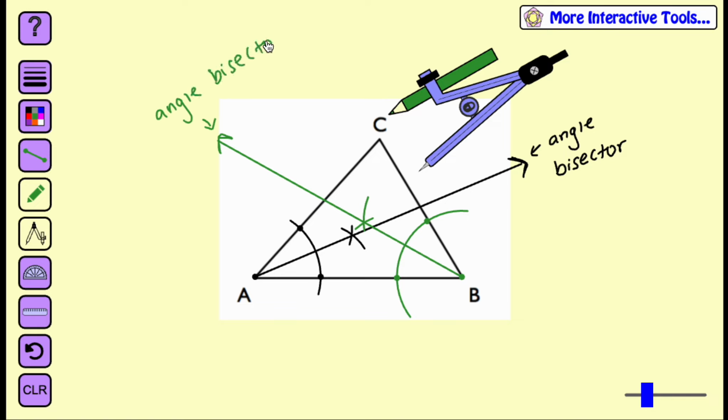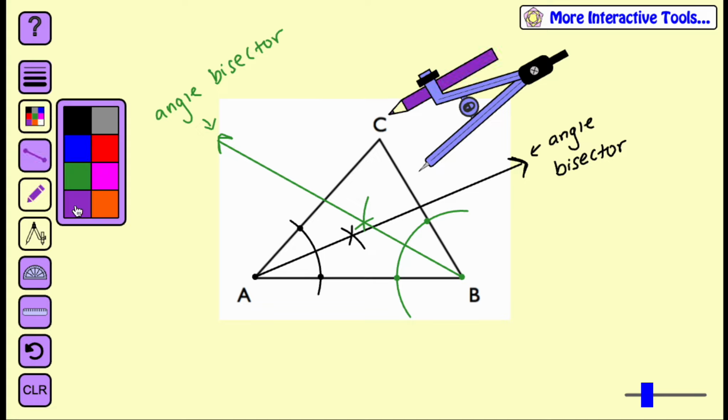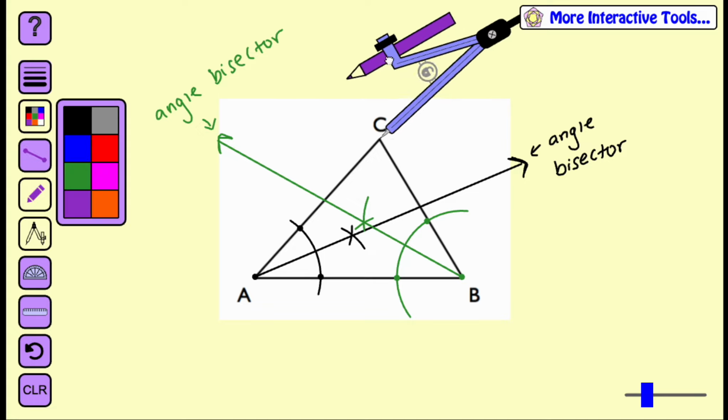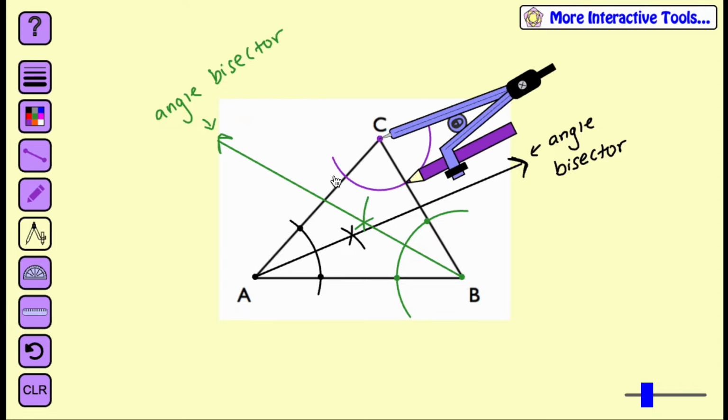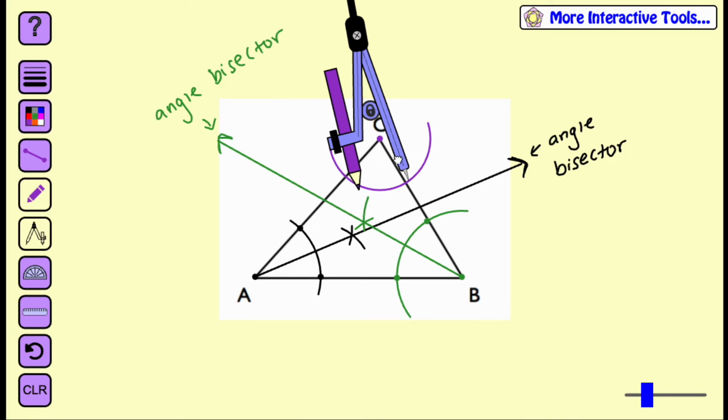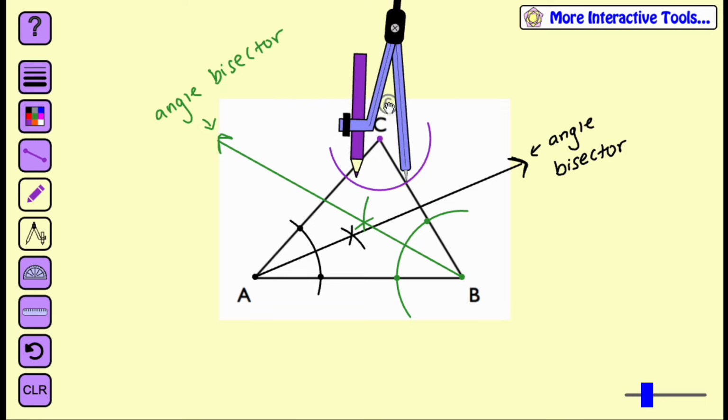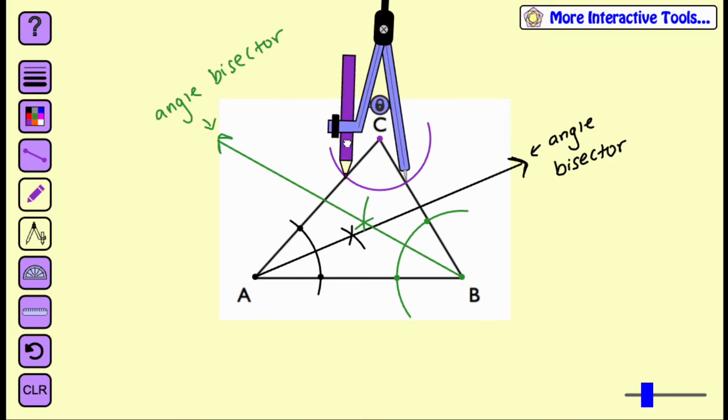So far, I see that my first bisector of A and my angle bisector of B are intersecting. So I need to do one more, though. I'm not done yet. I need to do all 3. So let's do angle C in purple. So again, our first step is to create our reference arc that touches our triangle 2 times. We put our needle on that intersection, make sure we are more than halfway.